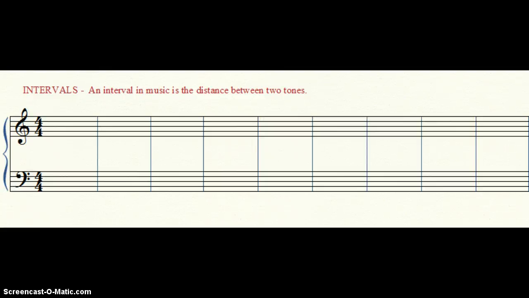An interval in music is the distance between two tones. We're going to get started today by talking about the interval of a first or prime. We'll start with treble clef, and we're going to start with a C, middle C.